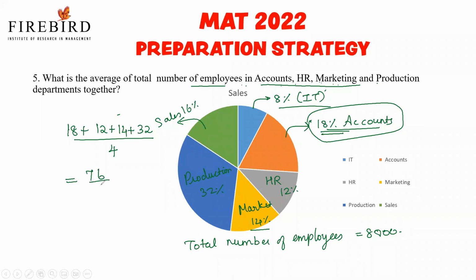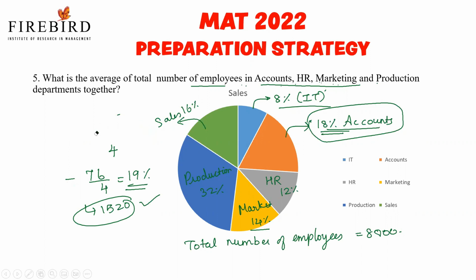It will be 76. So 76 by 4 is nothing but 19 percentage is the average. So what is 19 percentage of 8,000? It is nothing but 1,520 employees work in that concept. That is the average. Okay, right? Do you understand? So it is very simple if they give you questions based on percentage. Okay, now we'll go to the next one.